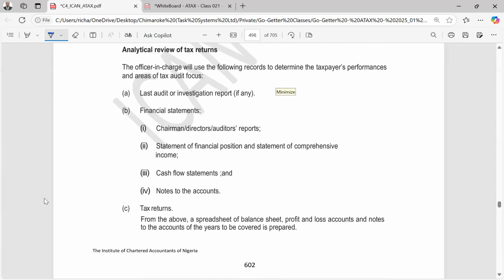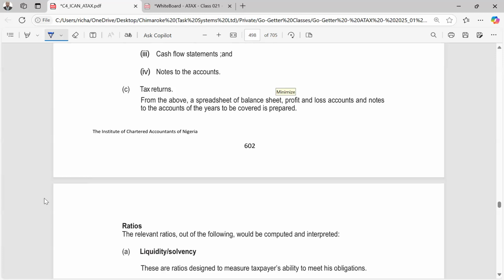These are about the 4 that are analyzed. The tax returns. So the tax returns will now have to be checked if it tallies with what you have submitted, and if it doesn't, let us see where there's a discrepancy.